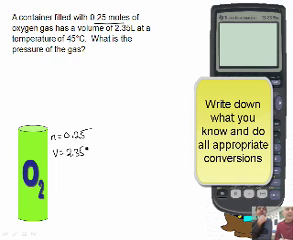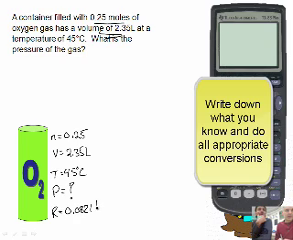And temperature is 45 degrees Celsius. Now, Celsius doesn't work very well. That's all right. And then P equals question mark. We're trying to find that. And R, well, let's go ahead and write that. That's 0.0821 liter atmosphere over mole Kelvin.